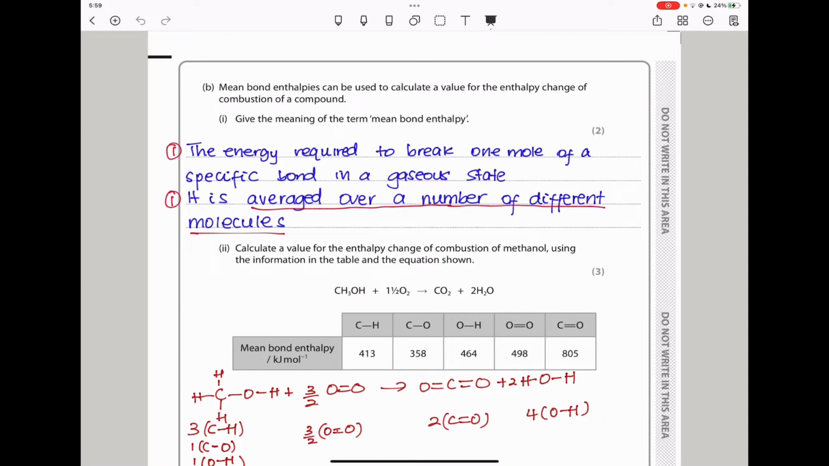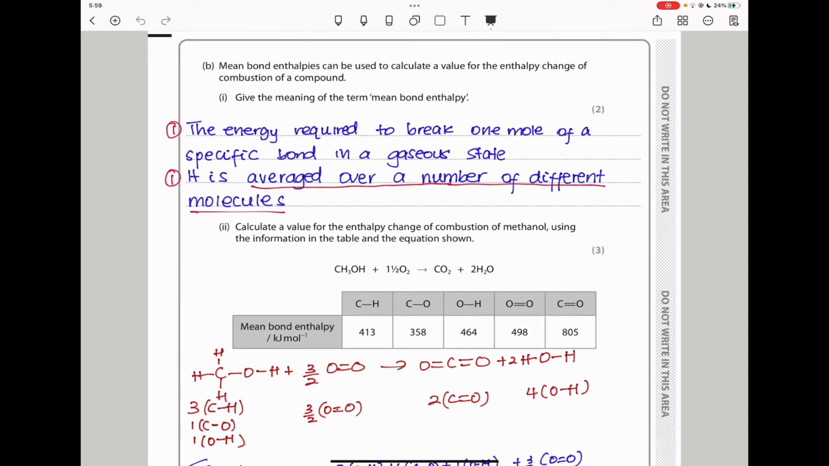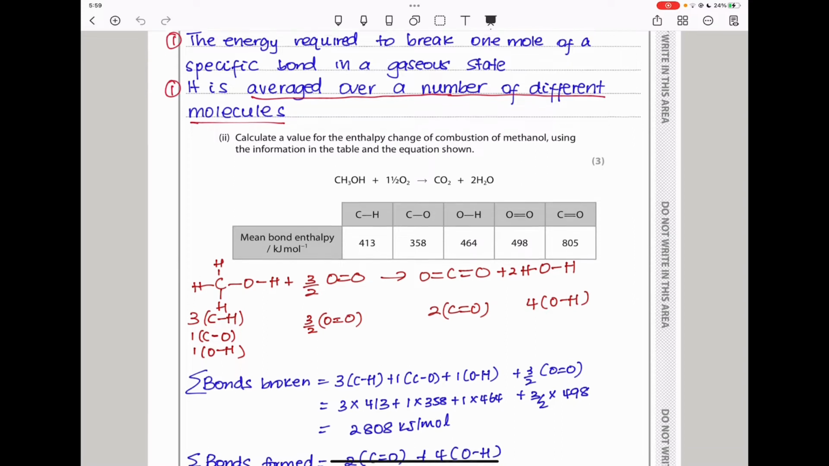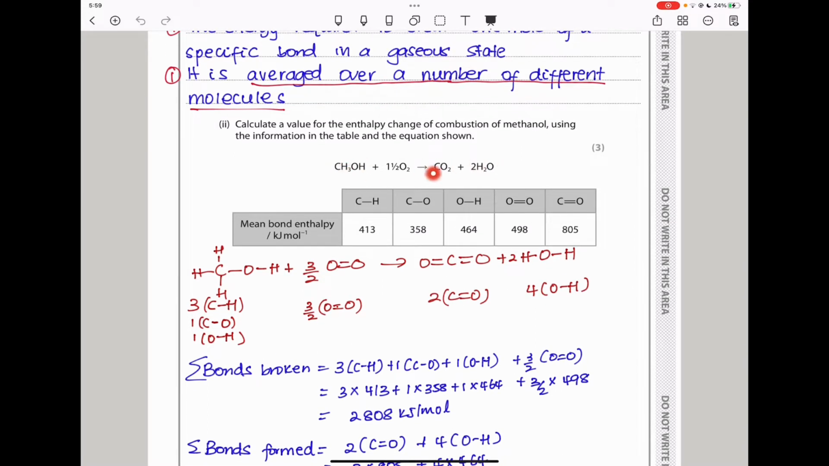So that is what they call the mean bond enthalpy. Down here, they've given us some information. They say calculate a value for the enthalpy change of combustion of methanol using the information in the table and the equation shown. This is the equation they have shown. I try to expand out or display the bonds here so that we can see.